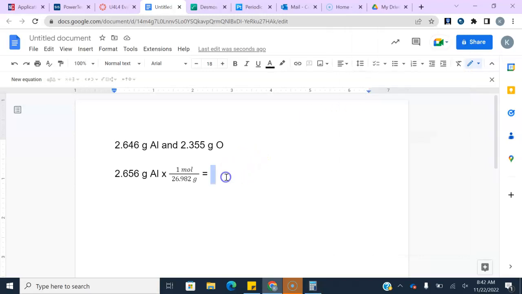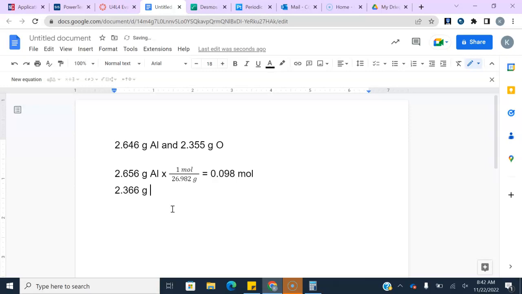So I'm going to do 0.098 moles. Okay? So here our grams eliminated, and we were left with our moles. Perfect. Remember, this is just fractional math, so you would just multiply through the top, multiply through the bottom, and then divide. Because there's a 1 on top and a 1 on bottom, it was just a basic division. Okay? Now let's do oxygen.